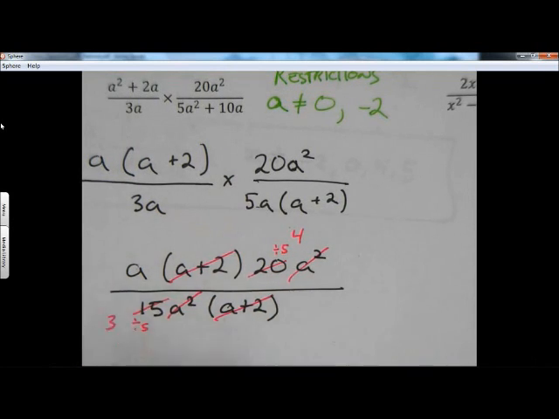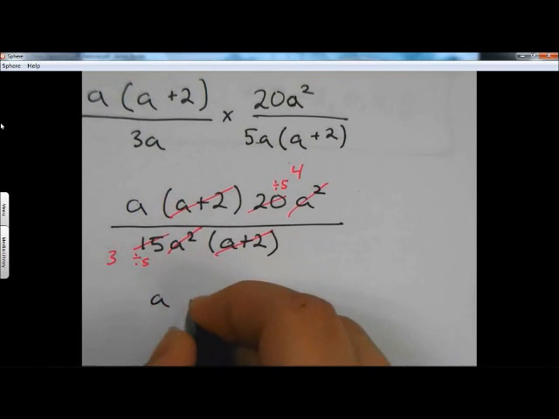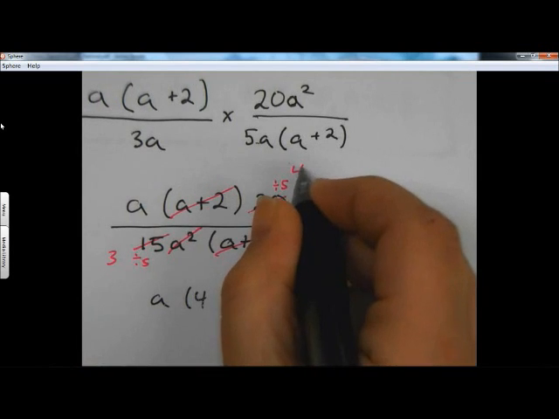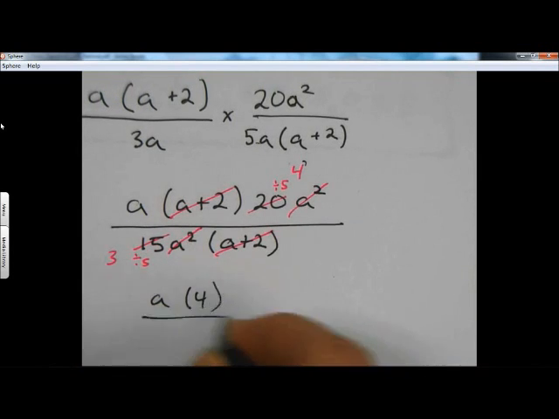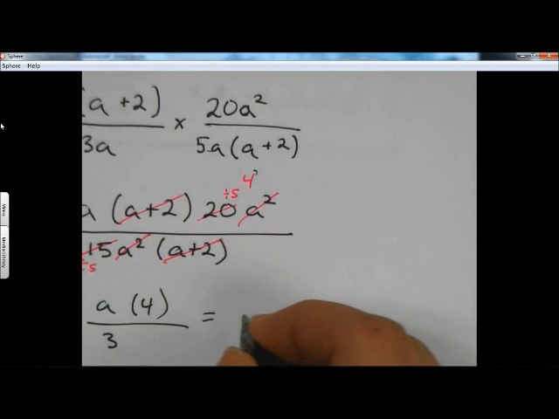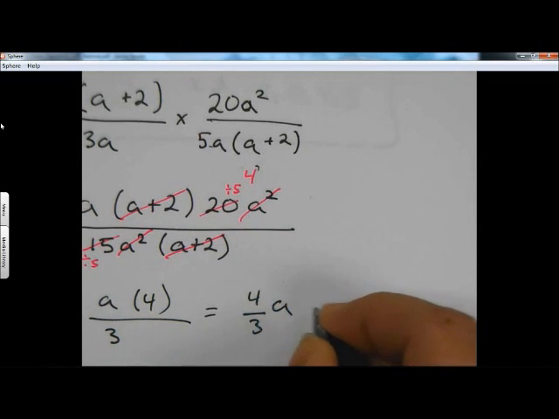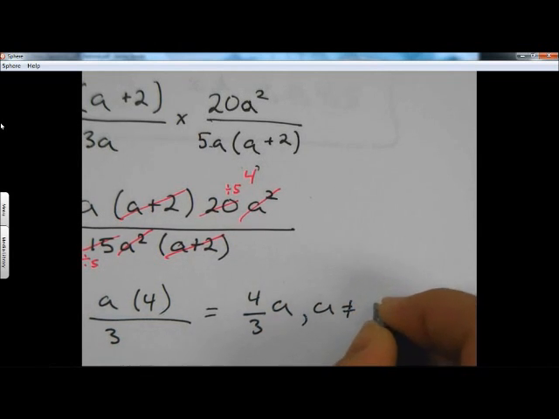So we're going to have as our final answer A and 4 gets left is 4 over 3. Or we can write that as 4 over 3A, as long as A does not equal 0 or negative 2.